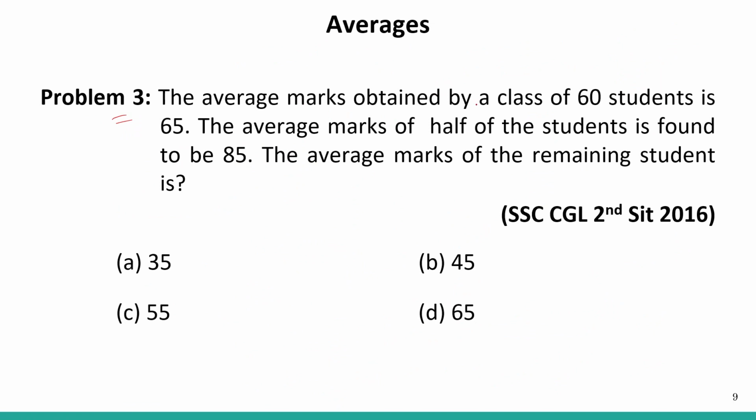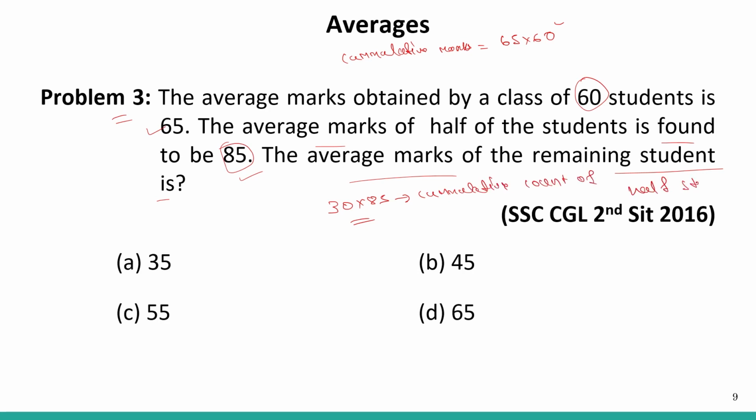The average marks obtained by a class of 60 students is 65. So the cumulative marks is equal to 65 into 60. The average marks of half of the students is found to be 85. So what is the average marks of the remaining students? Total 60 students were there, so 30 into 85 is the cumulative count of half the students.